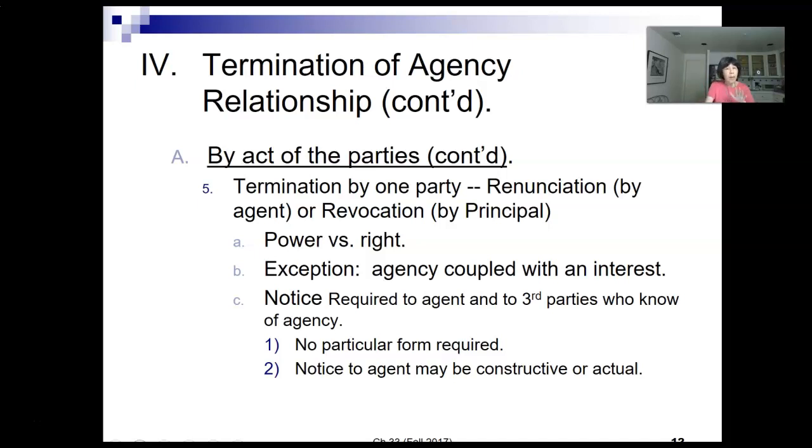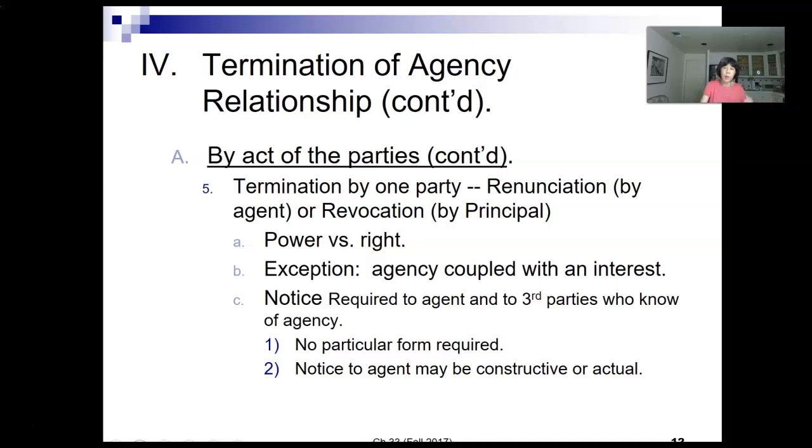All right. Now that would be a pretty good example of an agency coupled with an interest, because what you are doing when you borrow the money and you leave your item at the pawnbroker is you are authorizing, you're making that pawnbroker your agent to sell that item at some point, and use the funds to repay the loan, and then they get to keep the rest.